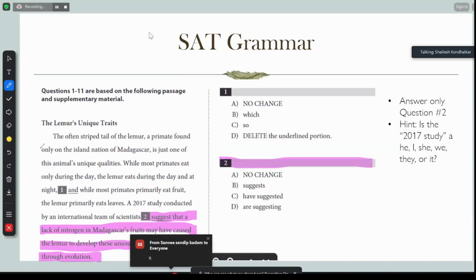It. Okay, so you guys are right. It is it. Good job, guys. That is the correct answer.